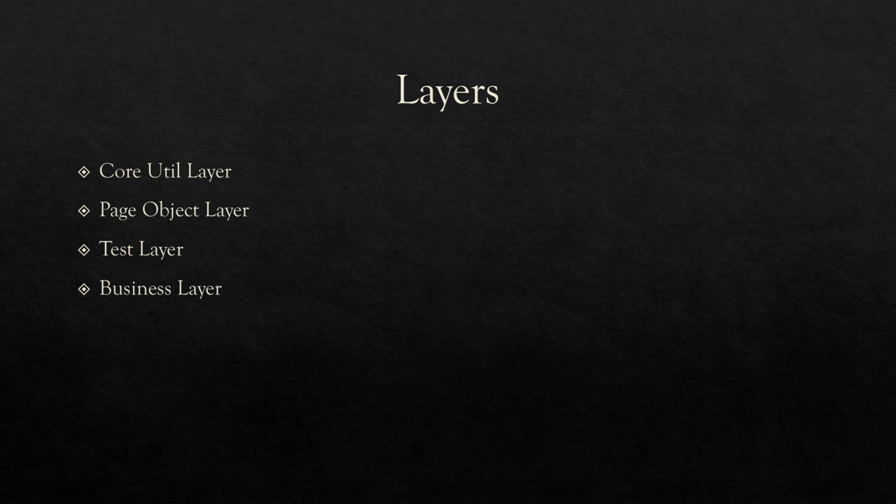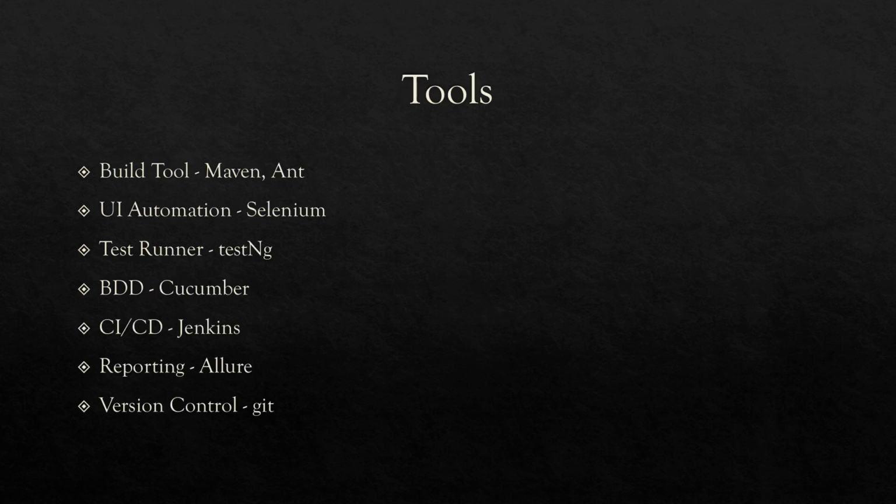Next, you can explain the tools you are using in different layers. For build, we can use Maven or Ant. For UI automation, we can use Selenium. For the test runner, we can use TestNG. If it is a BDD framework, we can use Cucumber. If CI/CD is required, we can use Jenkins. You can explain reporting using Allure or Extent Report. And for the repository, we can use Git.